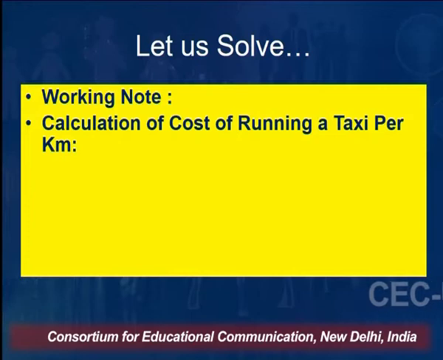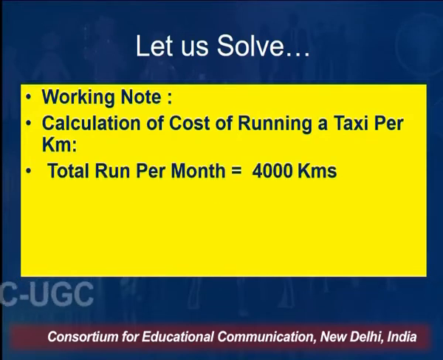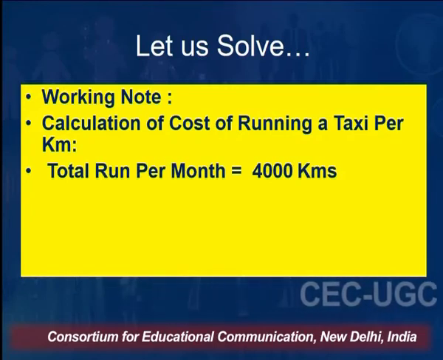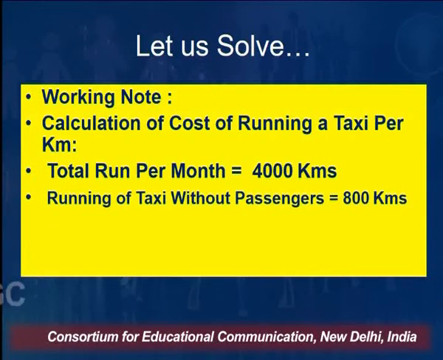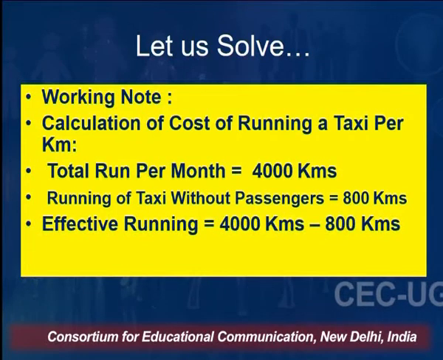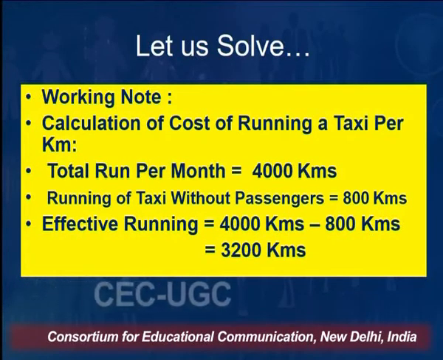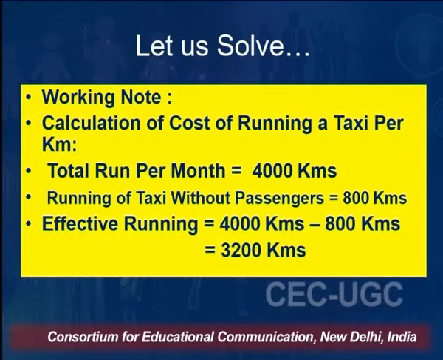We will calculate the cost of running taxi per kilometer. So total for the entire month is 4,000 kilometers. It is reported in the question that you are running for 4,000 kilometers, out of which running of taxi without passenger is 800 kilometers. So if you ask me what is the effective revenue generating run, or what is the relevant run for us, of course this 800 kilometers is supposed to be subtracted. So it will give me the effective running of 3,200 kilometers: 4,000 kilometers minus 800 kilometers. Now 3,200 kilometers is the effective running, and only from this we shall be generating revenue.